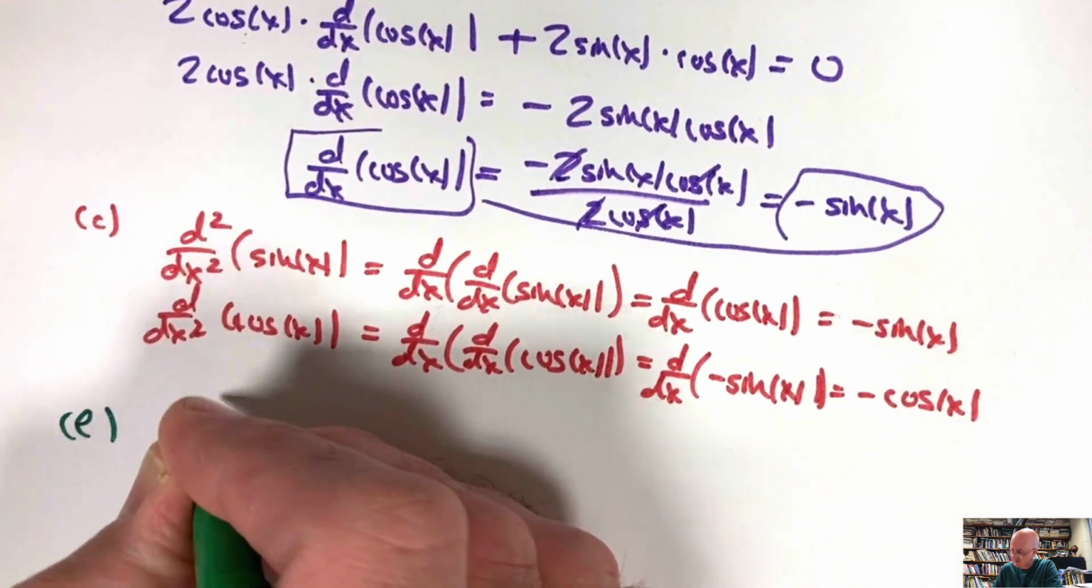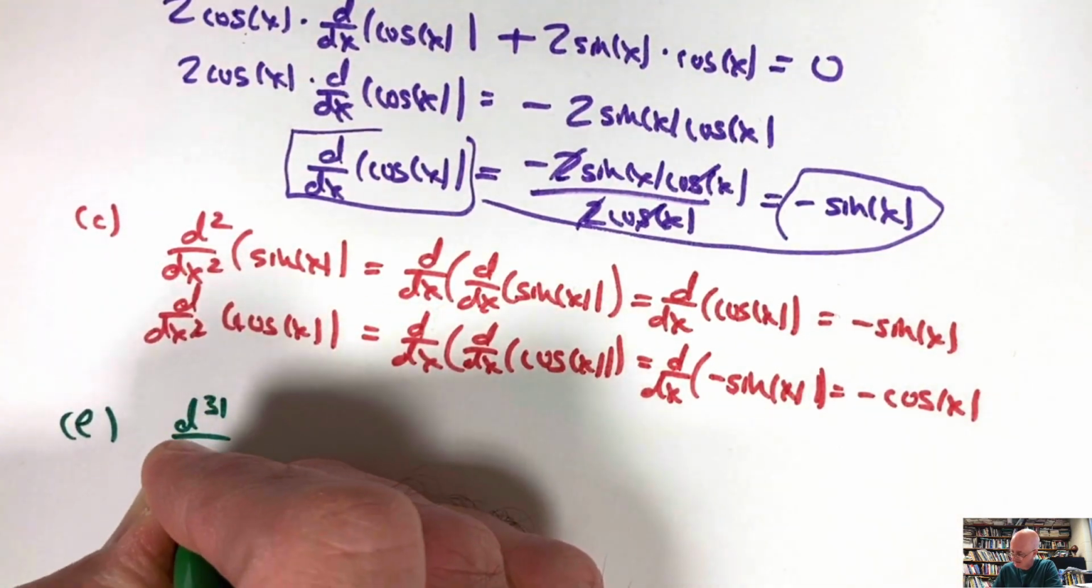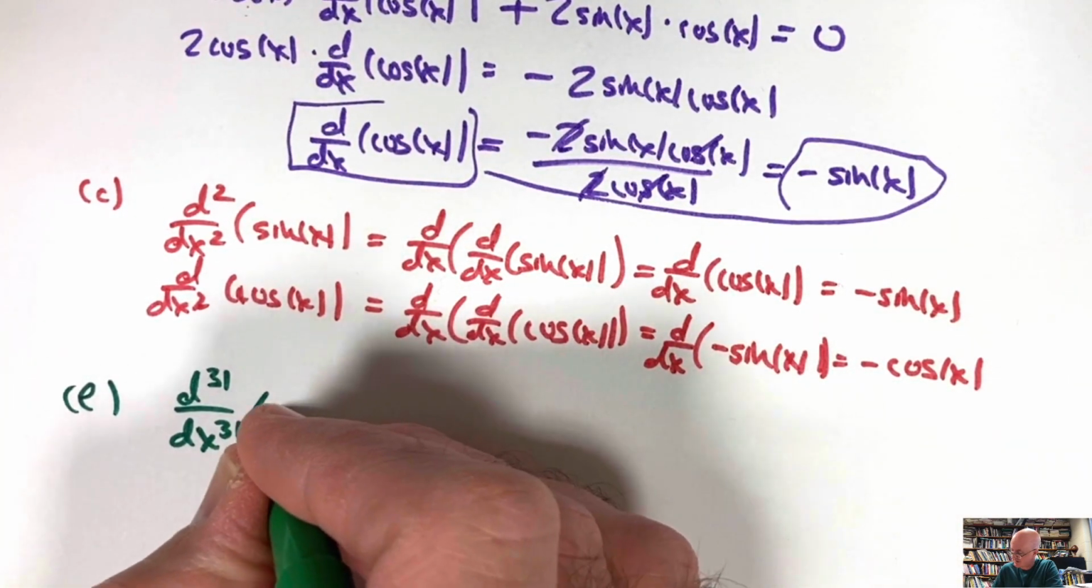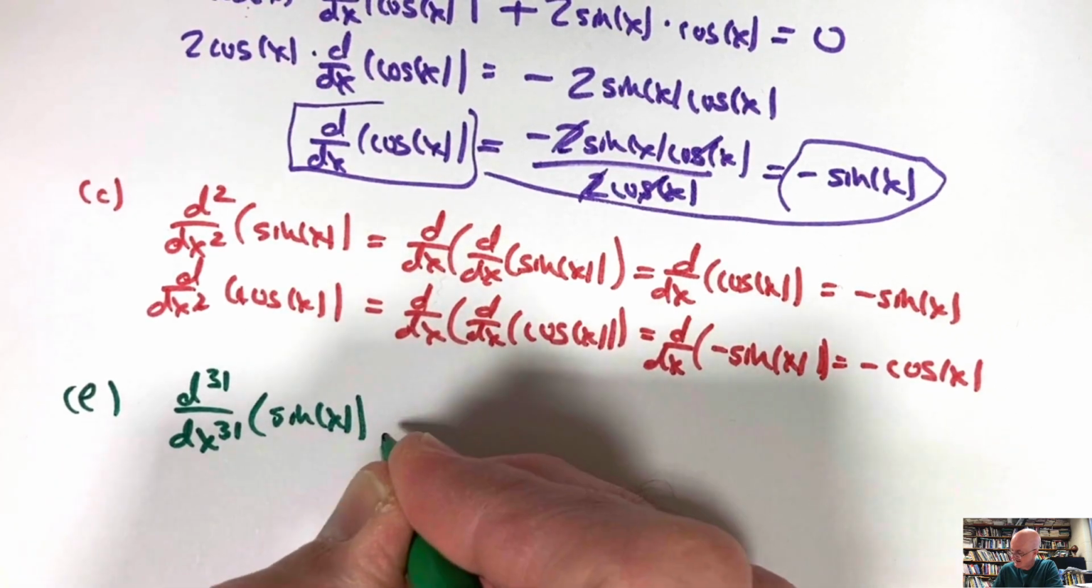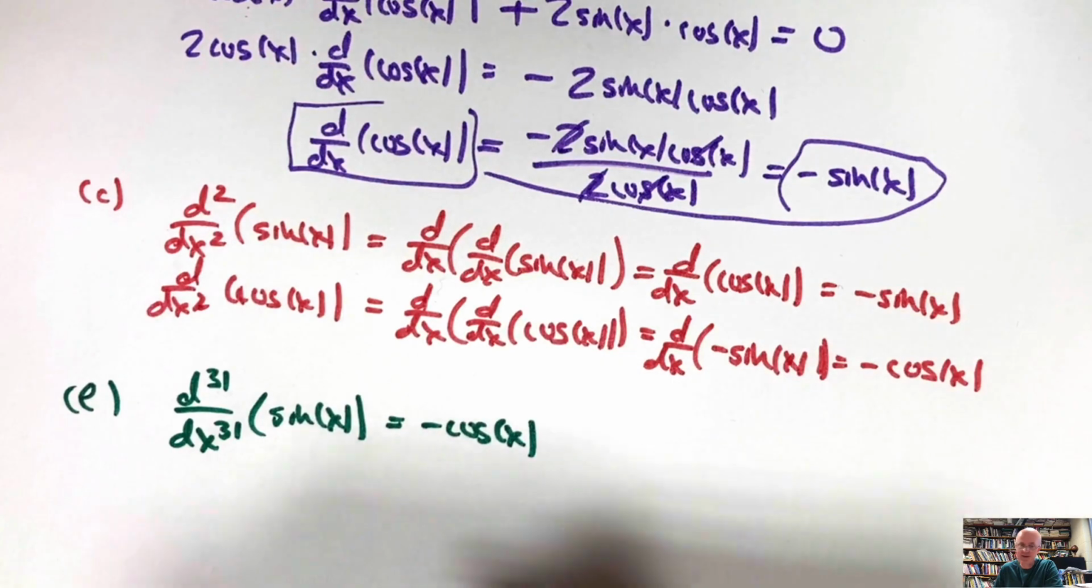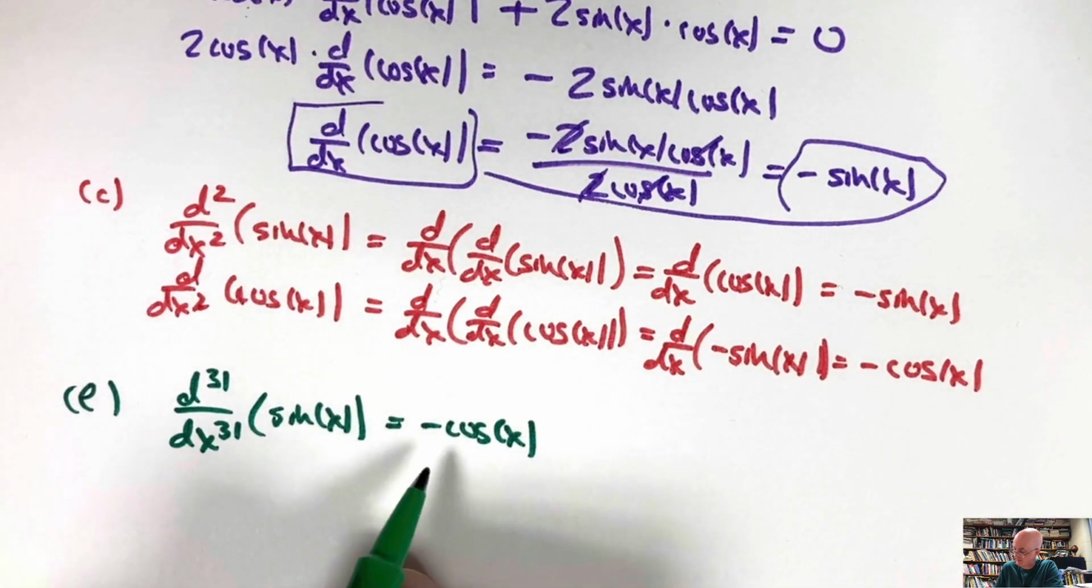The 31st derivative, don't want to use 31 primes there, of the sine function is negative cosine of x, because the 32nd derivative would be, the derivative of this would be back to the sine function.